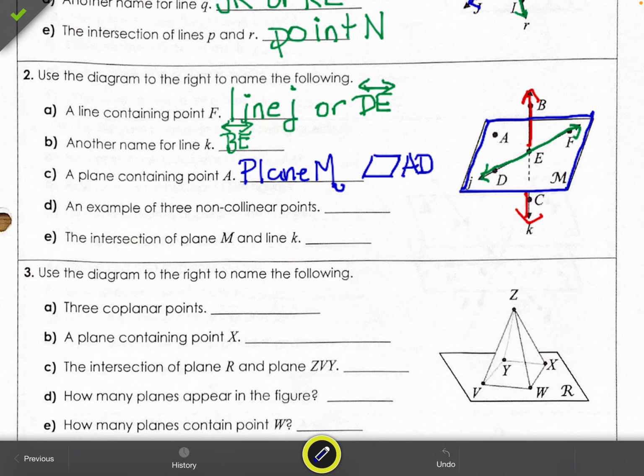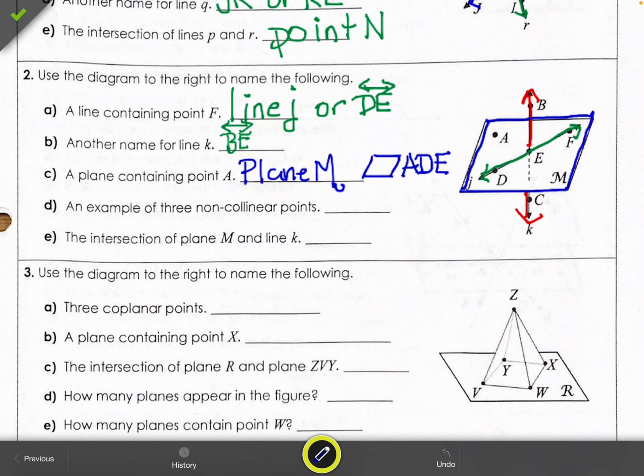And again, when you're naming something, no commas. Okay, when you write your name, there's no commas in your name, so don't put commas here when we're writing names. Now, is that the only way we could have said that? No. You could have said AEF. You could have said FAD. Okay, as long as the points are non-collinear.